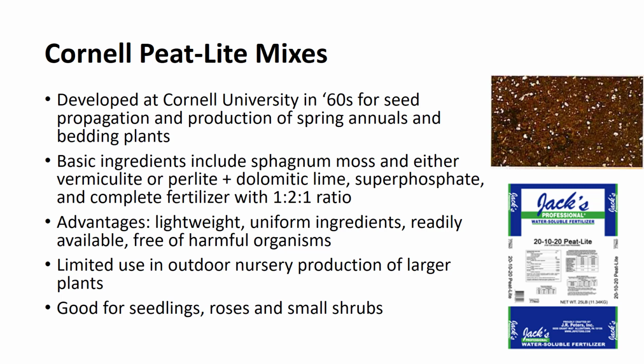The Peat-Lite mixes have several advantages for growers of young plants. They are lightweight and the ingredients are uniform, readily available, and free of harmful organisms. But they have limited use in outdoor nursery production of larger plants since the medium provides no ballast to support the relatively heavy crowns of woody plants. They are used most successfully for starting seedlings and in the potting of roses and small shrubs for short periods of time. That is, potting roses in late winter and growing for 1 to 2 months for spring sale.